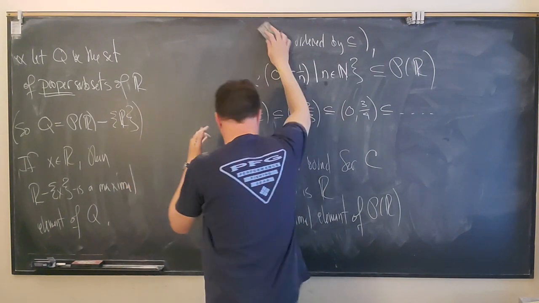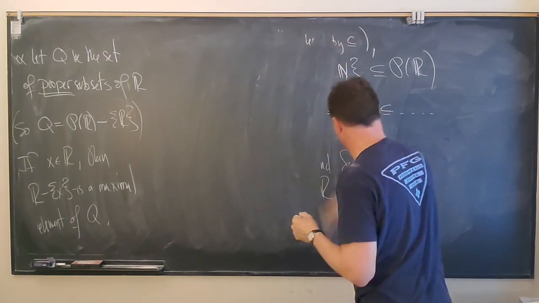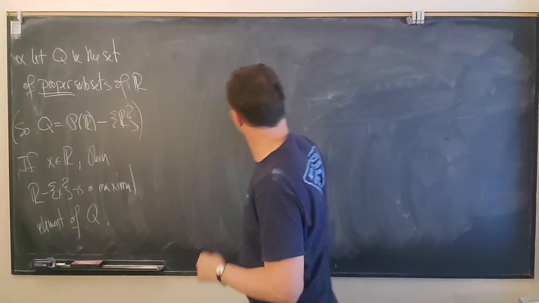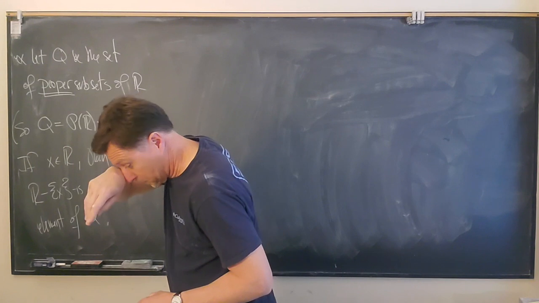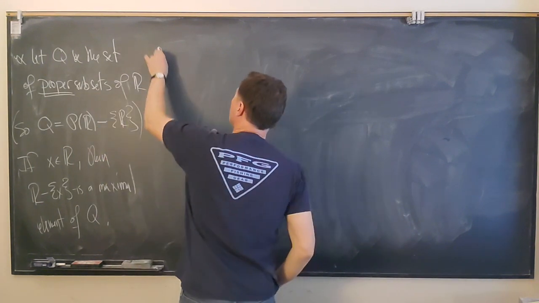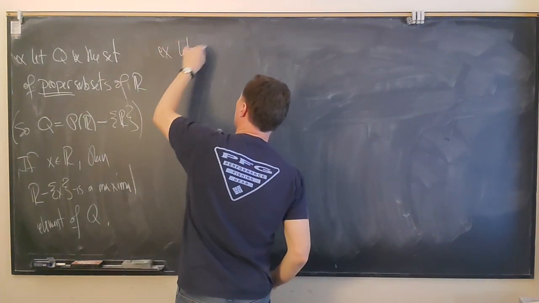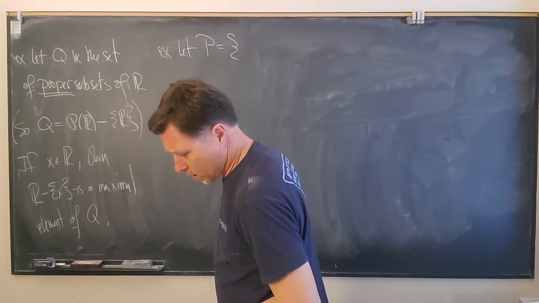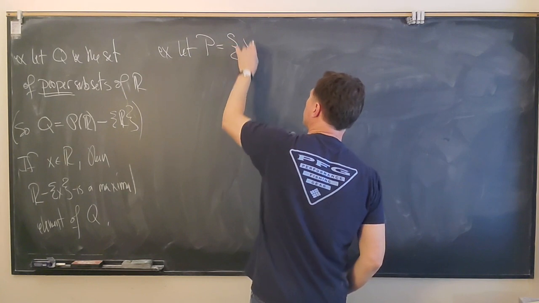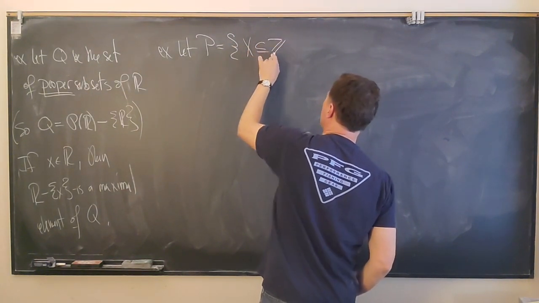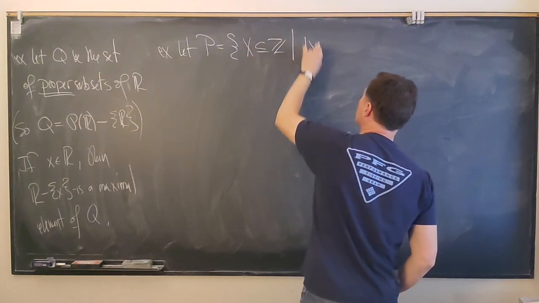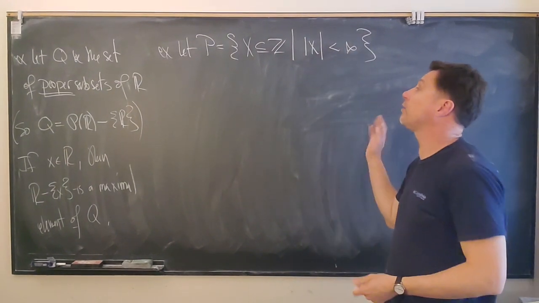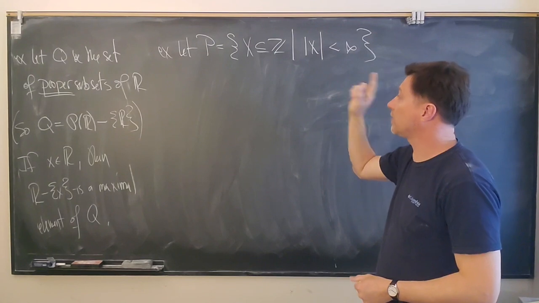Oh, and I guess I should get to the point also. So let me do an example, and then I'm going to state one fact. So another example. Let's let P be the set of subsets of the integers. So this is the set of all X subset of Z such that X has finite cardinality. So it's the set of all finite subsets of the integers.